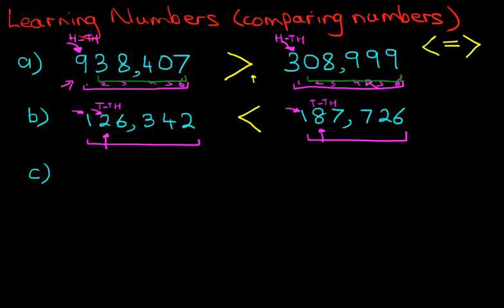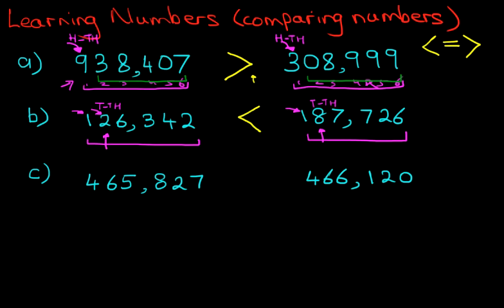Okay, this one we've got 465,827, and the other number is 466,120. Now you have a go at this. Can you work out which is larger and which is smaller?